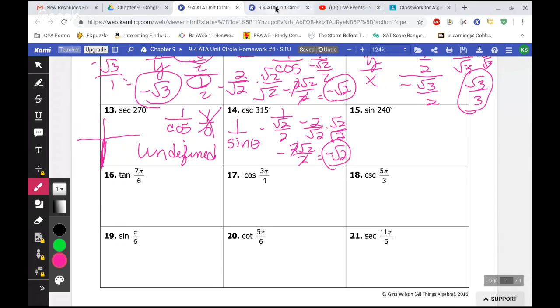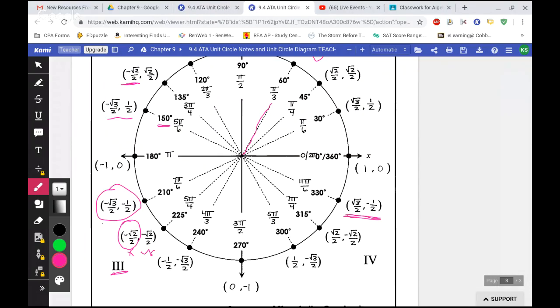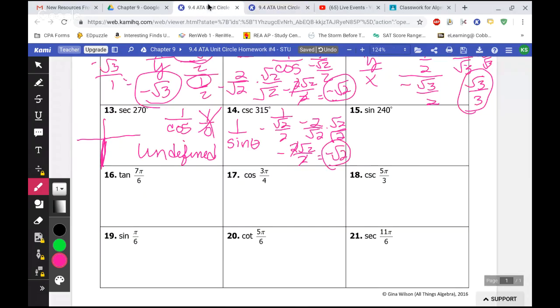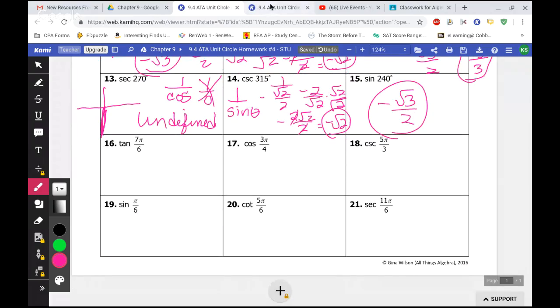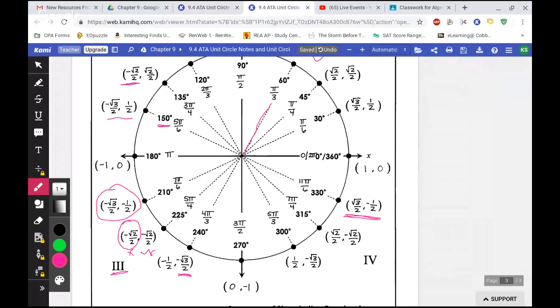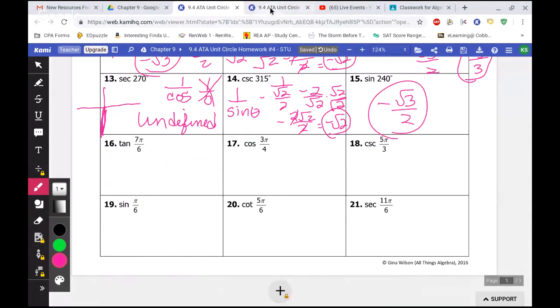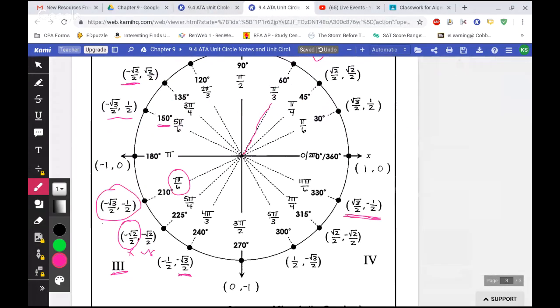All right, sine 240. So we're looking for 240, and we're looking for sine, and that's the y coordinate. So that's going to be negative root 3 over 2. Tangent, 7 pi over 6. 7 pi over 6 is right here. It's not real clear on this one. Maybe y'all's is clear. And we're looking for tangent. So that's going to be y over x.